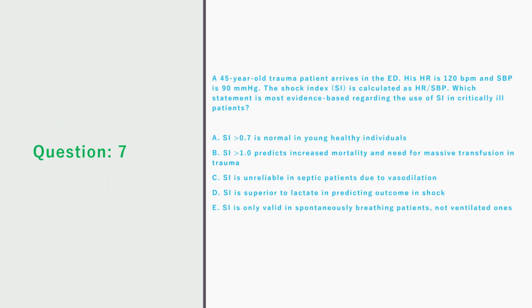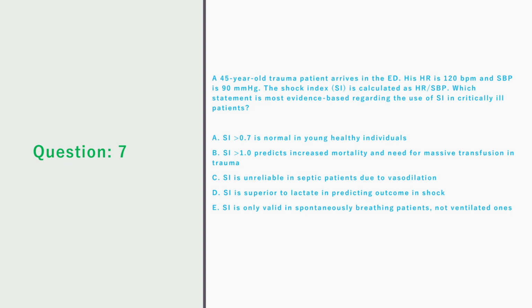Question 7. A 45-year-old trauma patient arrives in the emergency department. His heart rate is 120 beats per minute and systolic blood pressure is 90 millimeters of mercury. The shock index, SI, is calculated as heart rate divided by systolic blood pressure. Which statement is most evidence-based regarding the use of SI in critically ill patients?